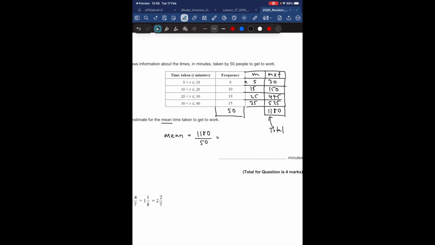Now, get into the habit of always putting your answers to 2 decimal places if they come up. So this is going to give us 23.6. We don't need to put it to 2 dp here. We can just write 23.6.